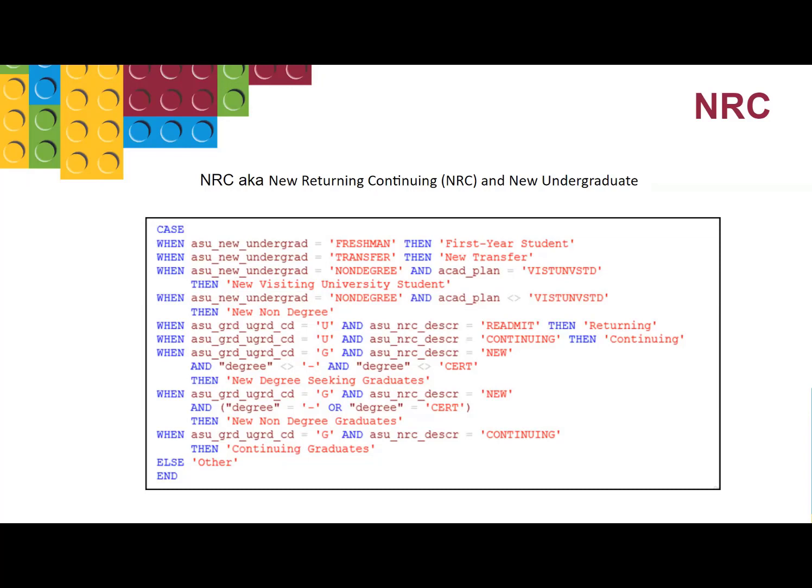We also use the ASU new undergrad, and we use the ASU NRC desk field from the student profile tables. These are used to create some of the groupings that we broadly call NRC that we use in the row values for a lot of our reports. Again, this is the current formula that we use, and it is subject to change. It's a pretty straightforward case when statement. The main items of note are where we are using academic plan to identify new visiting university students, and where we're using degree to separate out the new degree seeking graduate students from the new non-degree graduates.